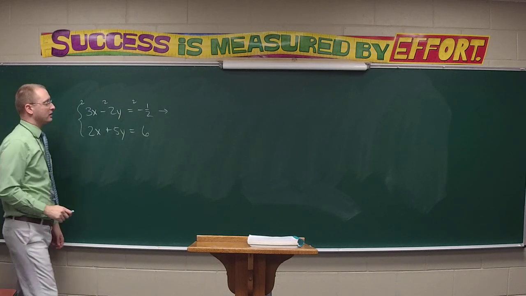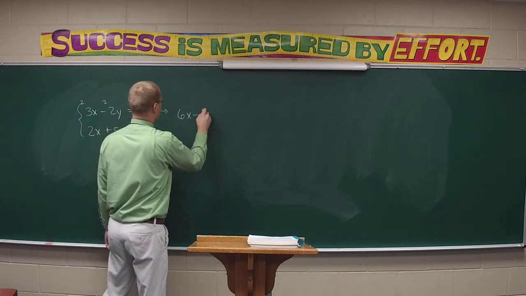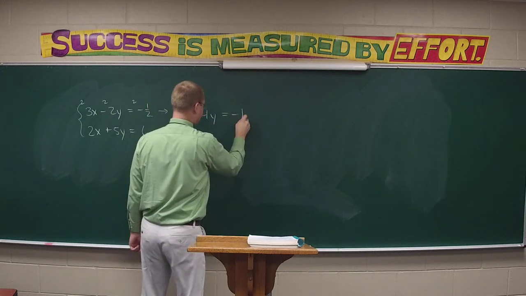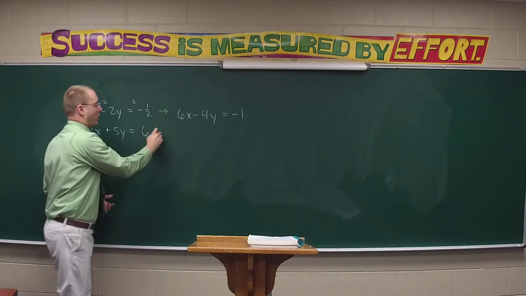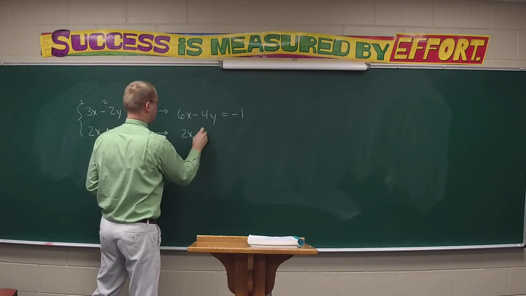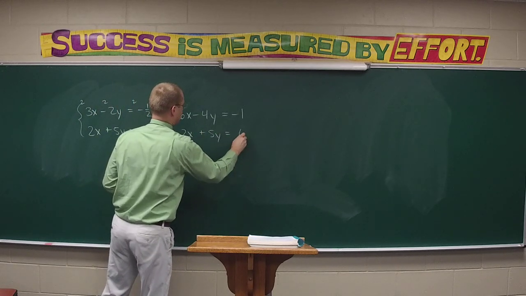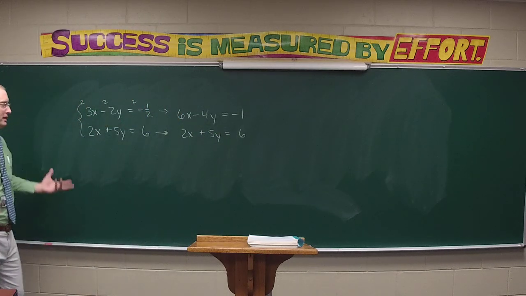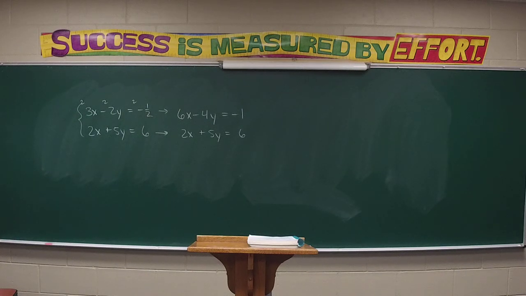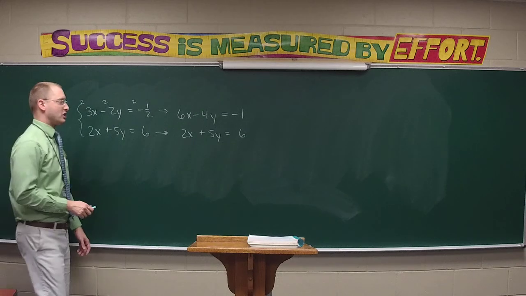Michael? 6x minus 4y equals negative 1. And now, if I go ahead and bring the bottom equation over as 2x plus 5y equals 6, now I don't have fractions, right? So if you see fractions, just get rid of them and move on with life. At your seats, finish it out now.